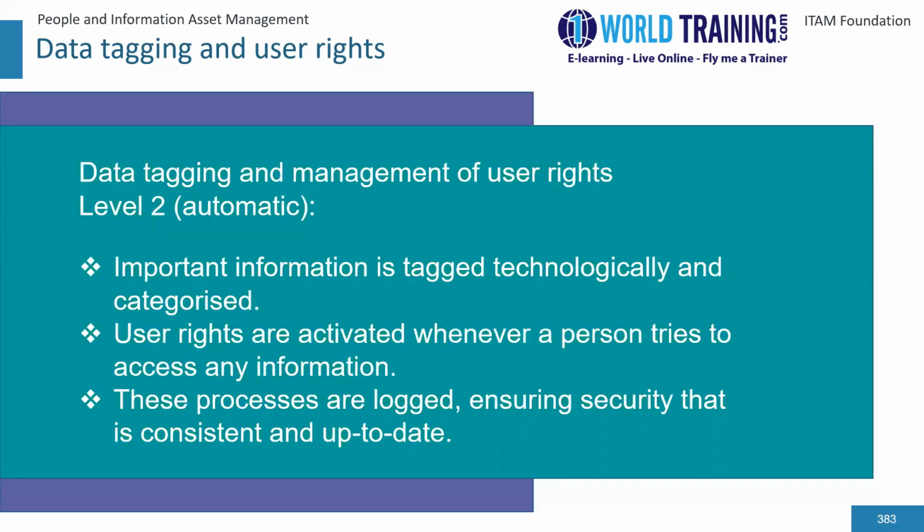When we look at automatic data tagging or level 2 data tagging and management of user rights, in this case, the important information is tagged technologically, automatically, and categorized. User rights are activated whenever a person tries to access any information, and these processes are logged, ensuring security that is consistent and up to date. Though this approach is more demanding in the beginning than the manual one, because it requires IT development and tagging, the benefits are consistency and minor error rates.